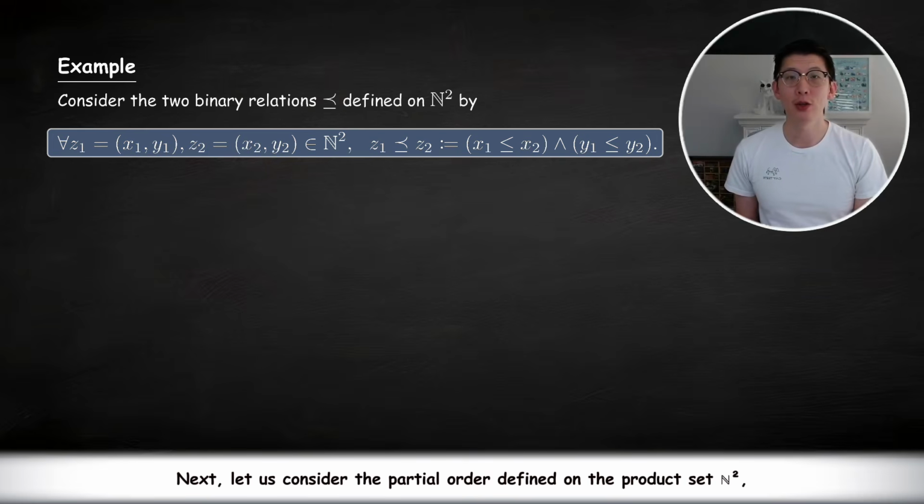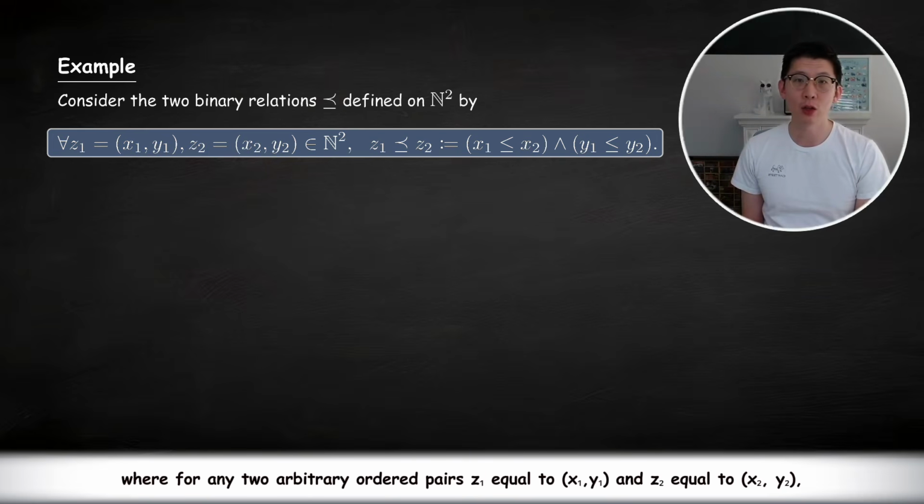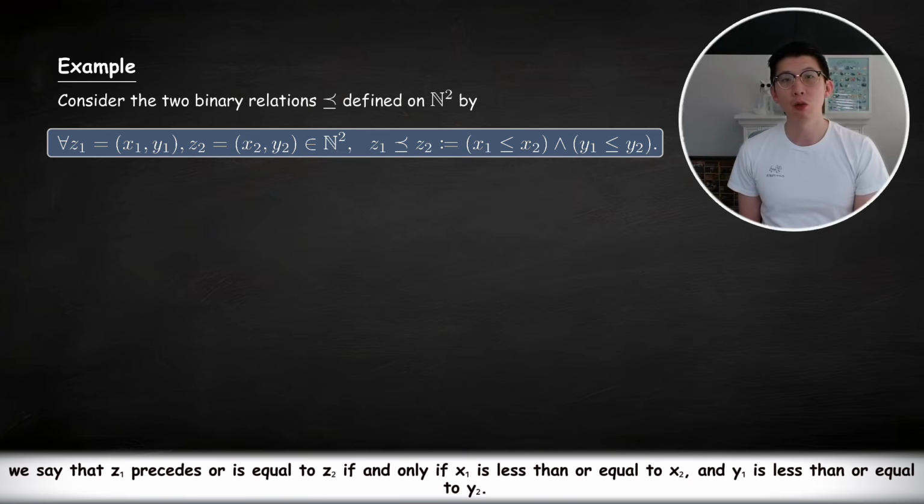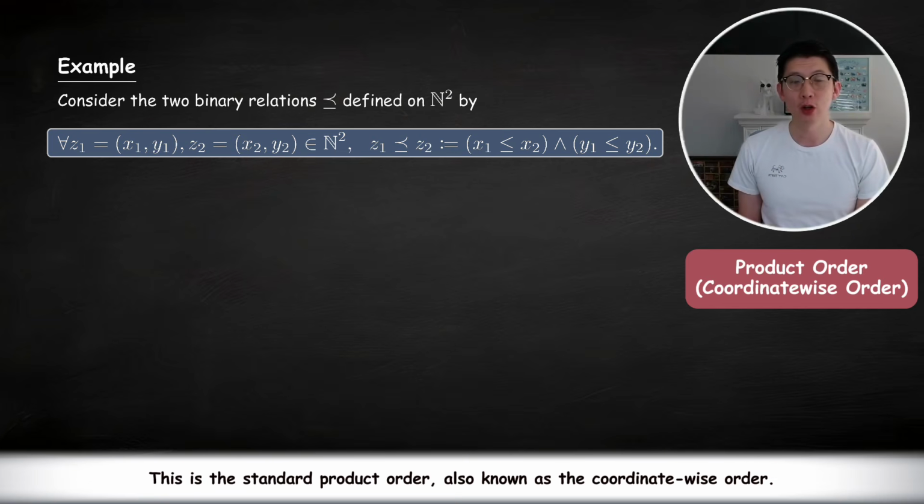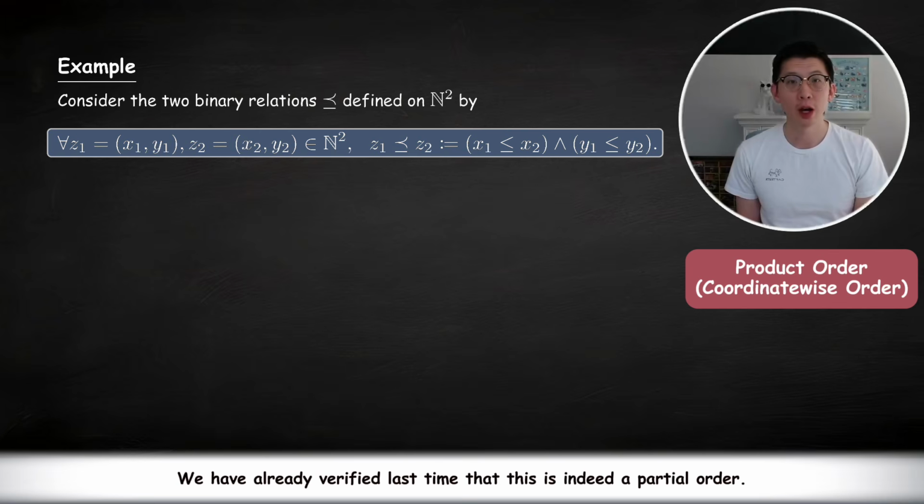Next, let us consider the partial order defined on the product set N squared, where for any two arbitrary ordered pairs z1 equal to (x1, y1) and z2 equal to (x2, y2), we say that z1 precedes or is equal to z2 if and only if x1 is less than or equal to x2 and y1 is less than or equal to y2. This is the standard product order, also known as the coordinate-wise order. We have already verified last time that this is indeed a partial order.